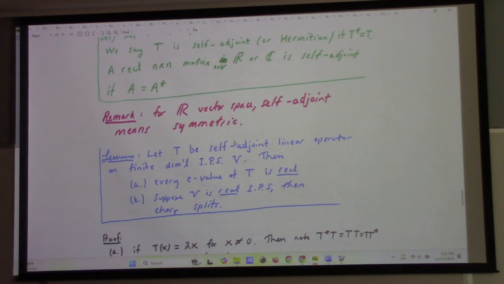So here's a lemma. If T is a self-adjoint linear operator on a finite dimensional inner product space V, then every eigenvalue of T is real. And if we have a real inner product space, then the characteristic polynomial of such a T splits.